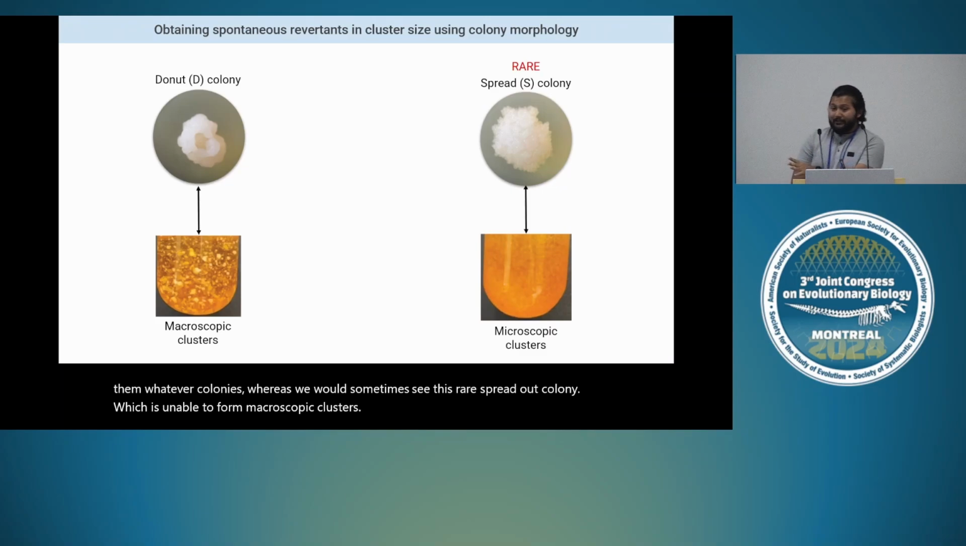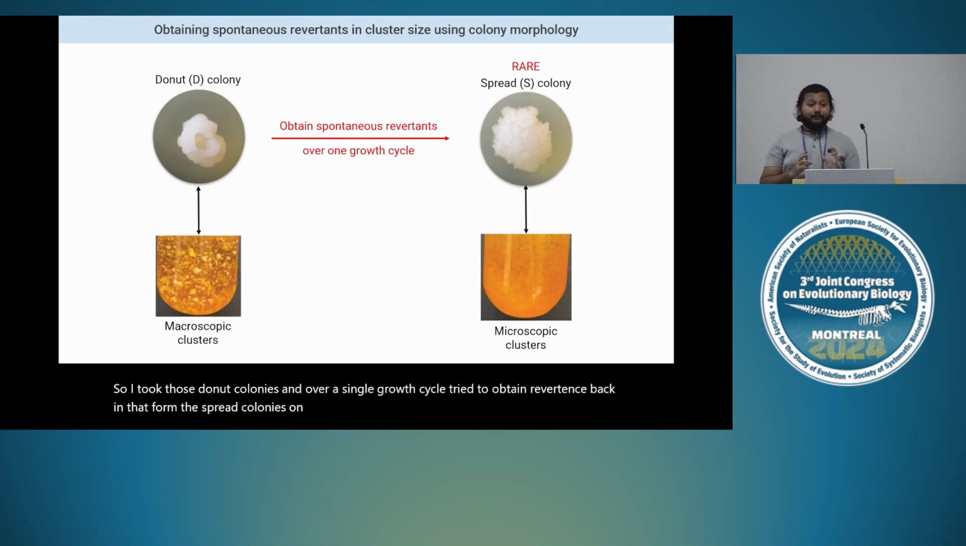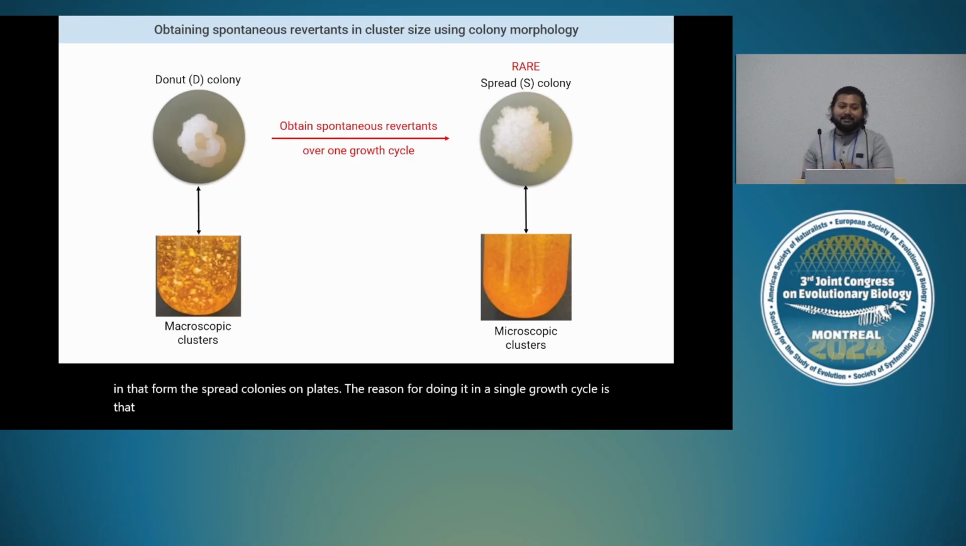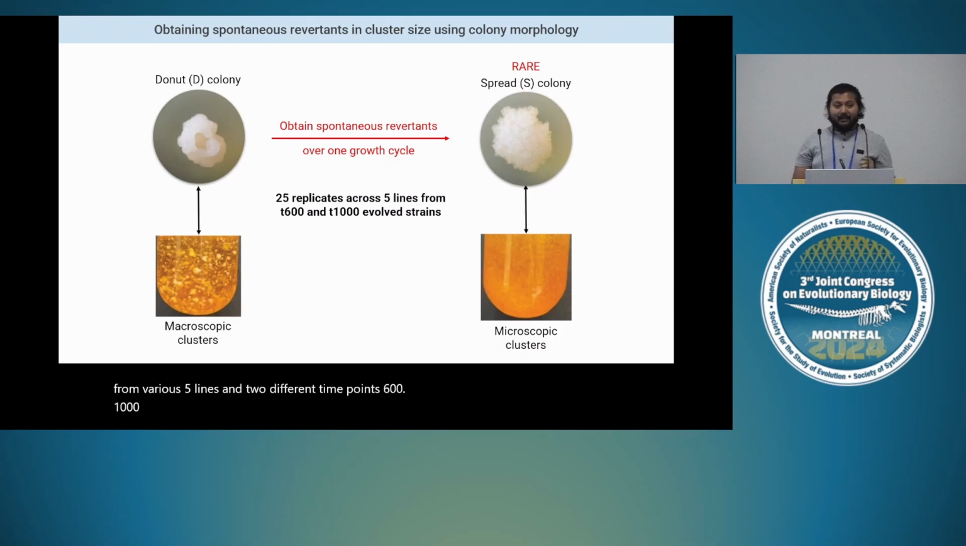So I took those donut colonies and over a single growth cycle tried to obtain revertants back in that form, the spread colonies on plates. The reason for doing it in a single growth cycle is that I did not want any SNPs to occur in the system. A single growth cycle, 5 generations, should be enough for the chromosomal instability to cause such changes, but given the mutation rate is low, we don't expect any new SNPs. I did this to obtain 25 such replicates from the various 5 lines and 2 different time points, 600 and 1,000 days. And then I tried to compare any karyotypic changes to the karyotypic changes we observed during evolution.